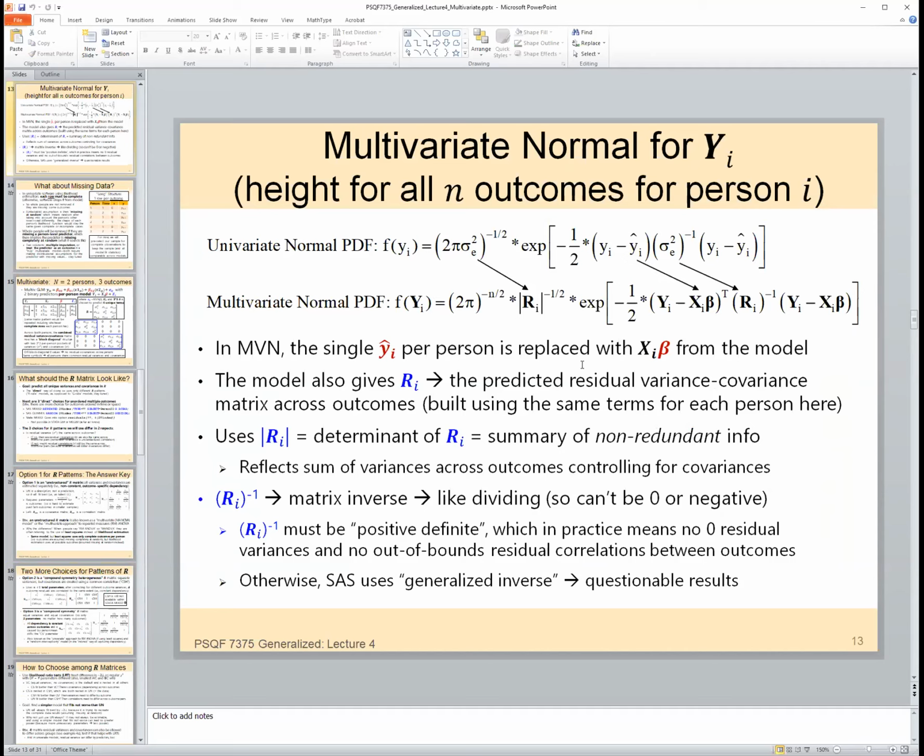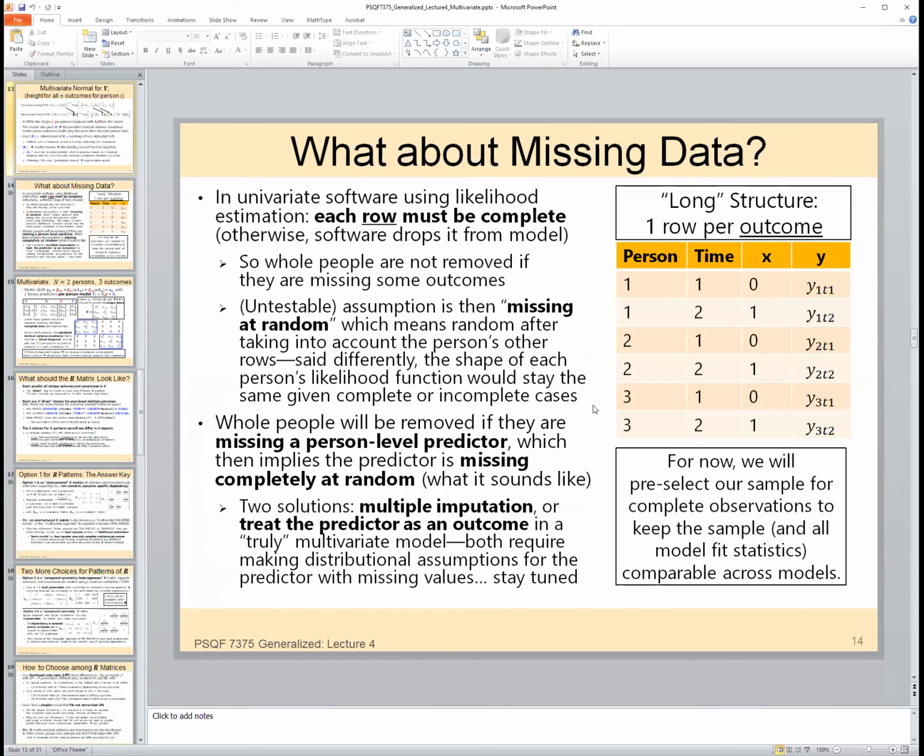If I had somebody who had one occasion only, their height is univariate normal height based on their one occasion. If somebody has two occasions, their height is multivariate normal height based on two occasions, because the R matrix would be 2 by 2. If somebody had three occasions, then their R matrix is 3 by 3 and they have multivariate height. So height can be calculated regardless of how many occasions somebody has.